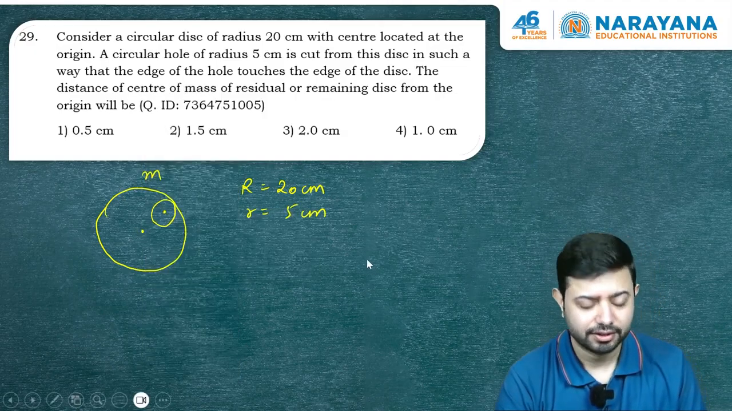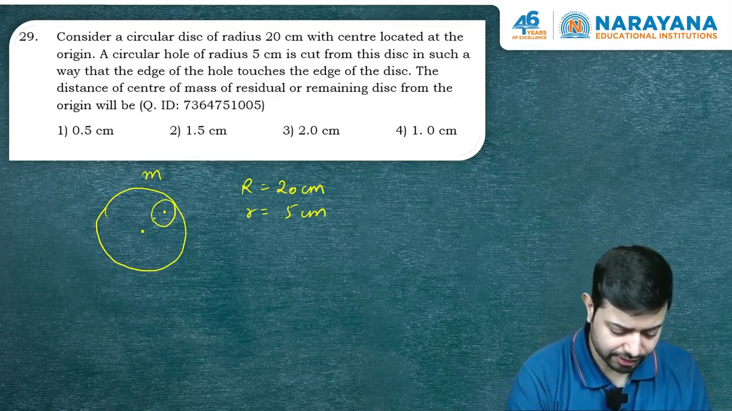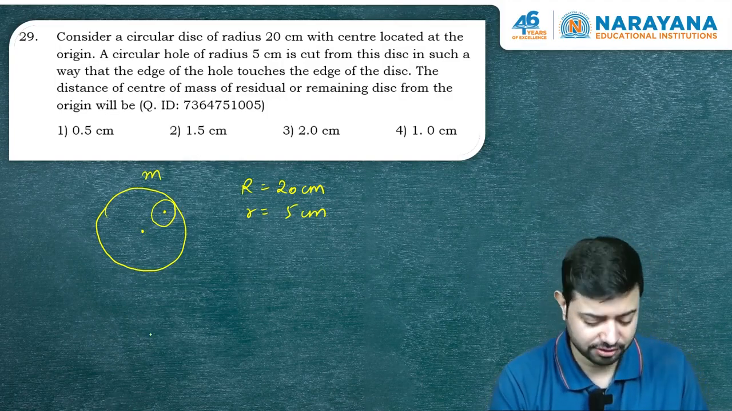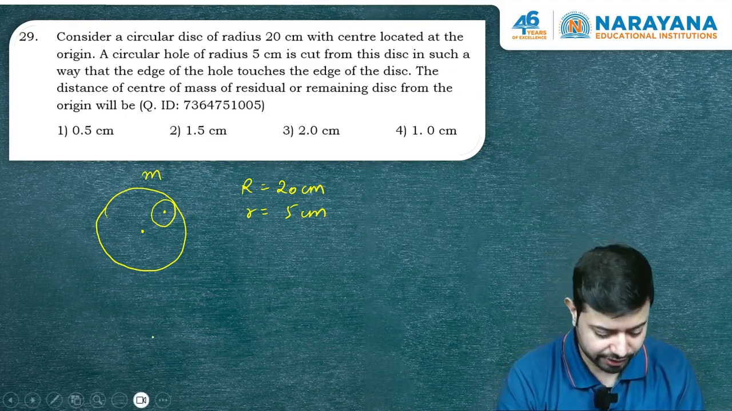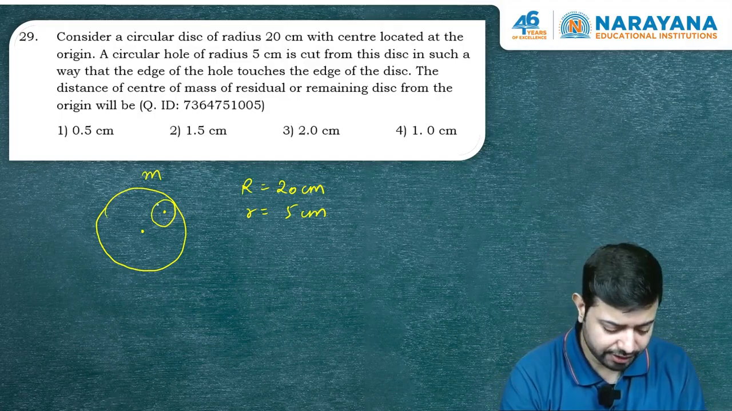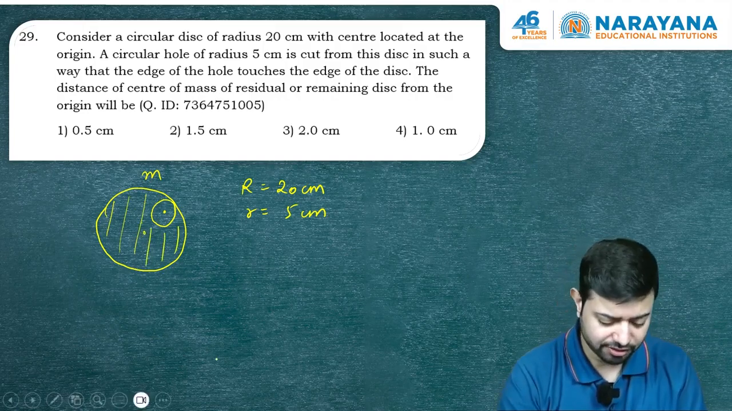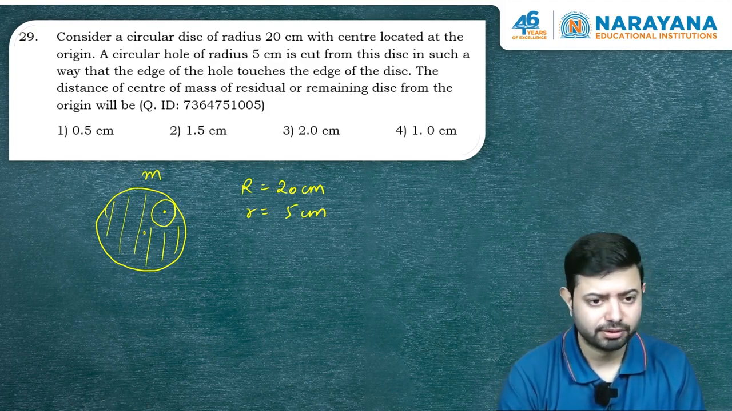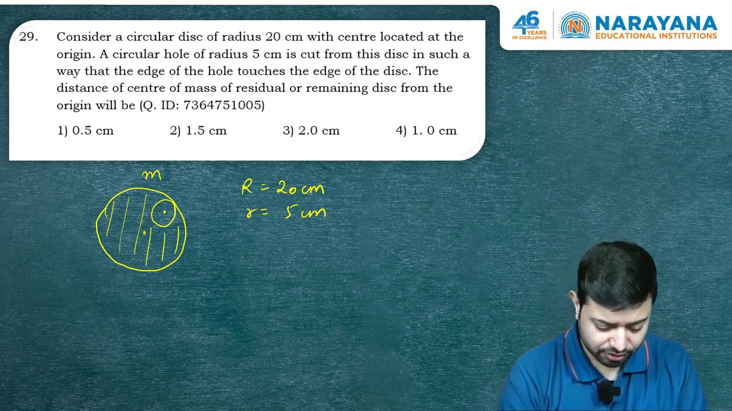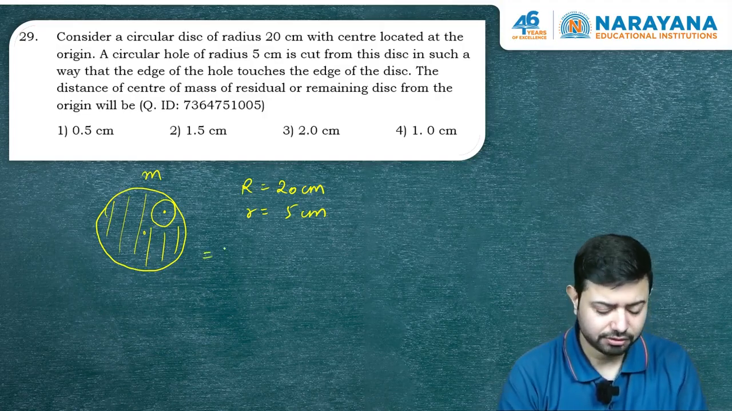Okay. Right. So, now have a look at it, that I need the center of mass distance for which part? If I remove this small disc out of it, right. So, think of it that the material is only this much. So, you have to find the center of mass position for this particular shaded part, and how much distance it is from the center of the big disc. Okay. So, I will consider it as a combination of two discs.